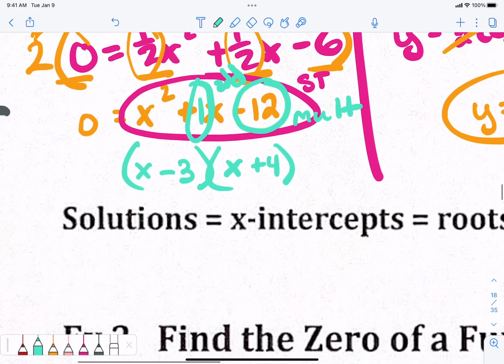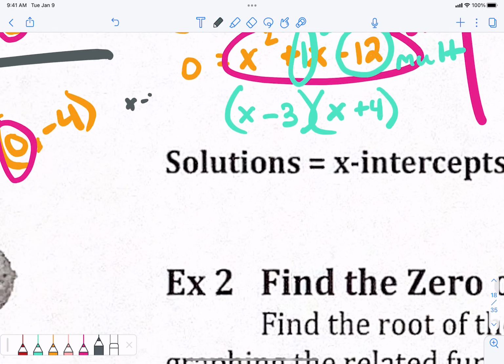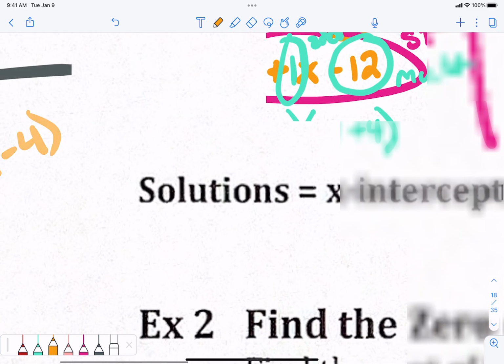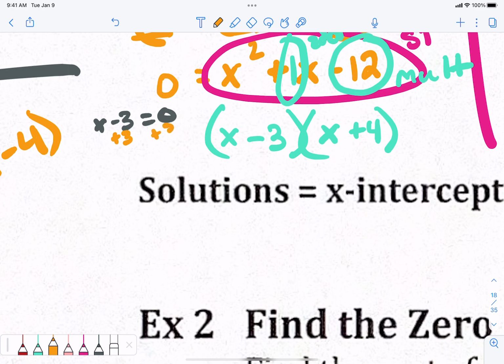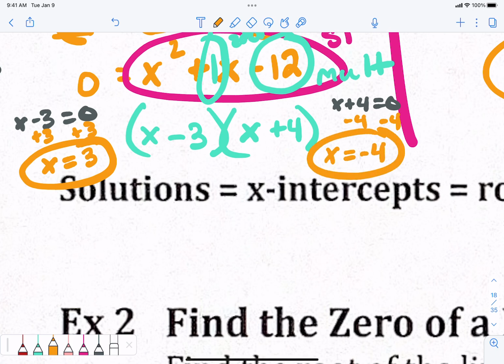That's broken down. One more step to finding the x-intercepts. I'm going to take each one of those pieces. I'm going to say x minus 3 equals 0. And if x minus 3 equals 0 and I'm solving for x, I would add the 3 to the other side. So x would then be equal to +3, right? Now I'm going to do the same thing for 4. If x plus 4 is equal to 0, and I subtract the 4, x will be equal to -4. So I have 3 and -4 are my answers. What were those again? The zeros, or the x-intercepts, right?